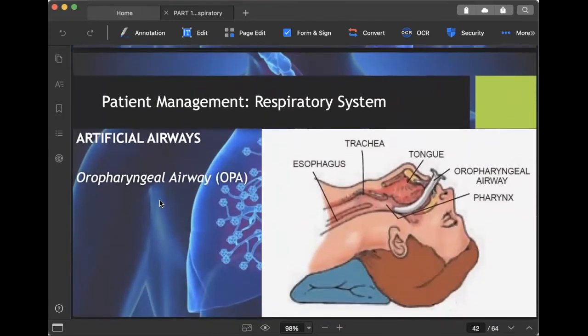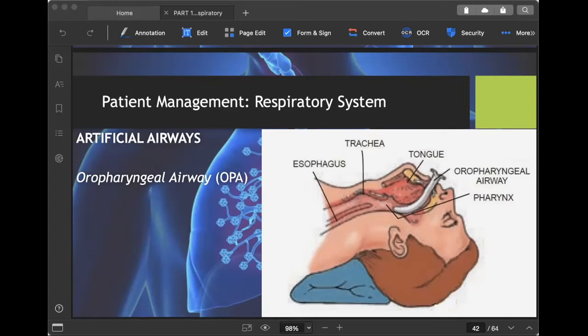This is your oropharyngeal airway. Now, as you can see, maybe you've observed this one in the ER or ICU already. This one is never placed in a patient who is conscious, because it can stimulate your gag reflex, and if our gag reflex is being stimulated, of course it's very difficult to insert your oropharyngeal airway. It can sometimes cause vomiting or aspiration.